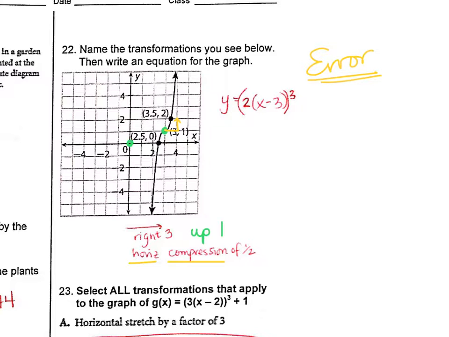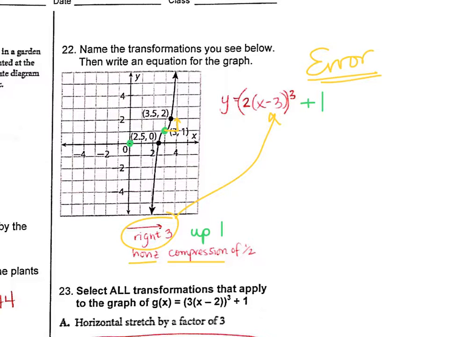And then if we go to write our equation, remember the right 3, I think is easy for you all, -3, y'all got that. The up 1, that's the error that I had. I forgot to write +1 out here. The horizontal compression of 1/2, that part might be just a little bit tricky for you.